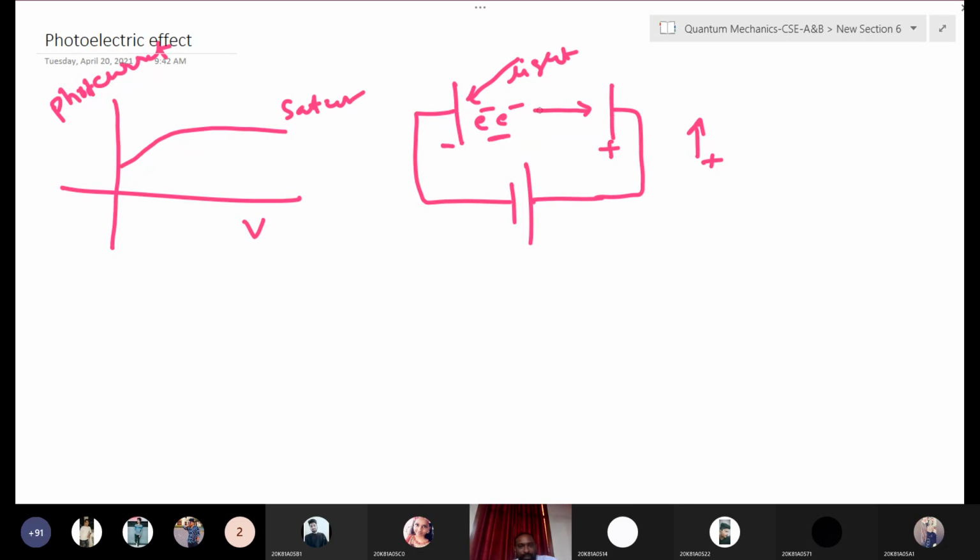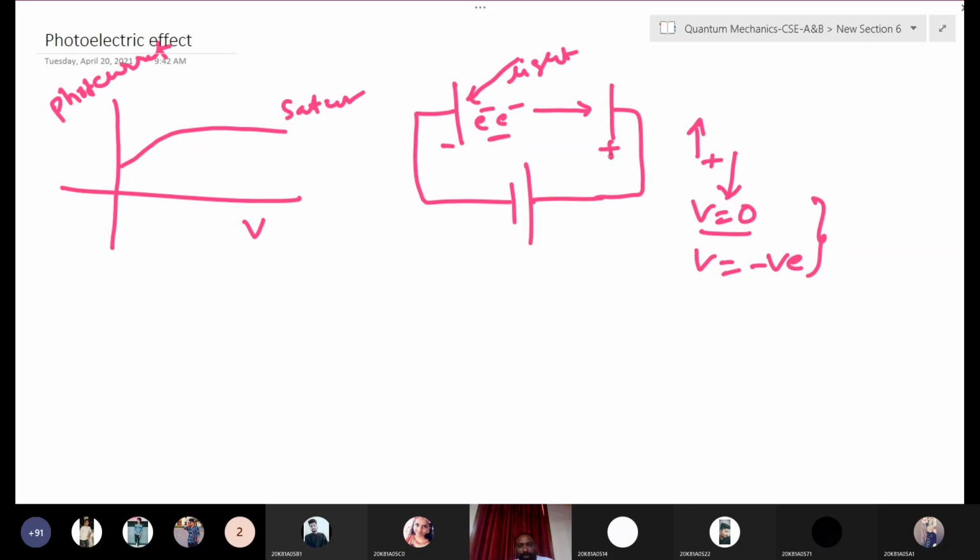If you want to stop these electrons, what you have to do is reduce this positive voltage. Once we make V equal to 0, at terminal B the voltage is 0, still the electron flow is not stopped, because some of the electrons are still coming here. After that we increase it in the negative direction, that means negative potential is applied here also.